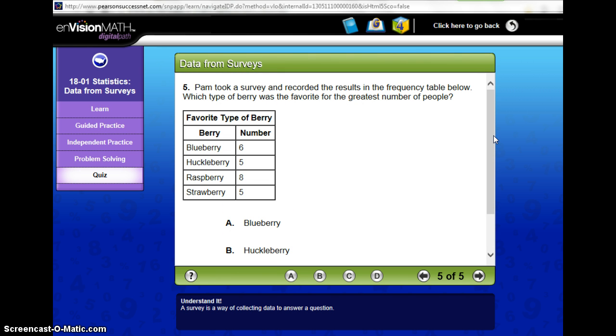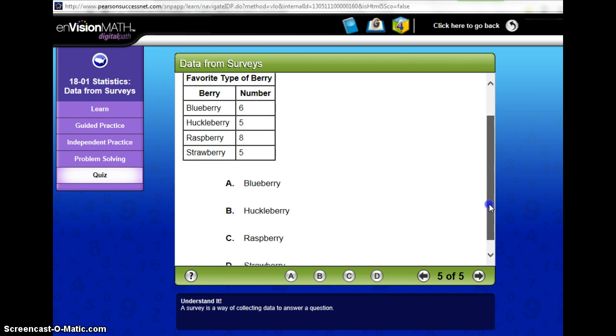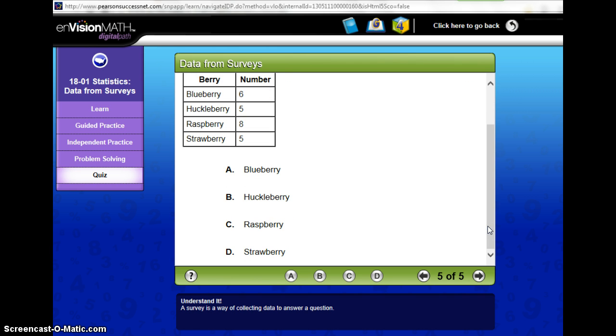Pam took a survey and she recorded the results in a frequency table below. Which type of berry was the favorite for the most people? Eileen? Raspberry. There we go. All right, are you guys ready to do some practical ones, some real ones? Okay.